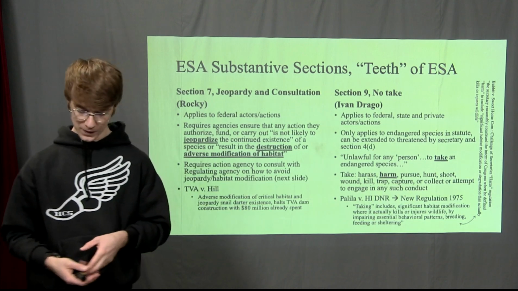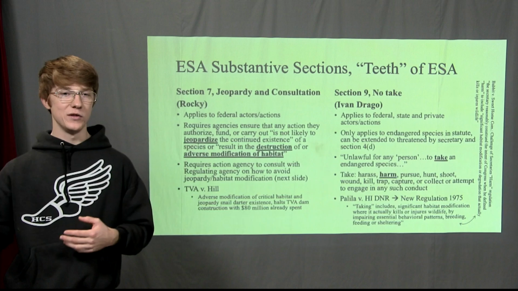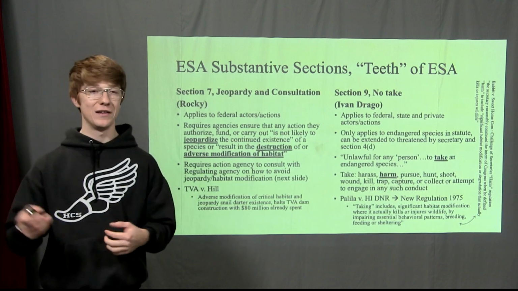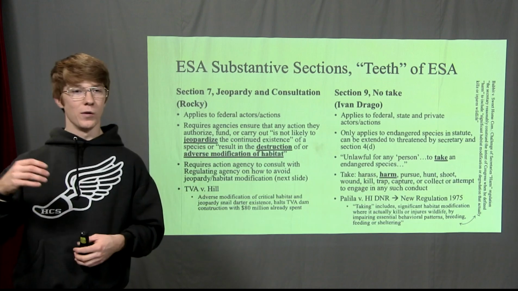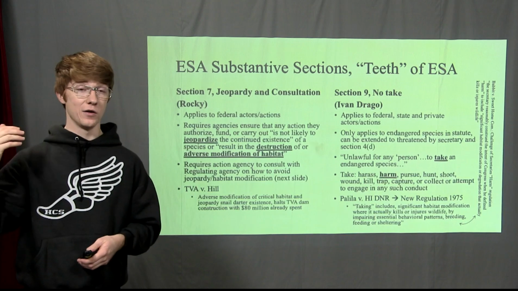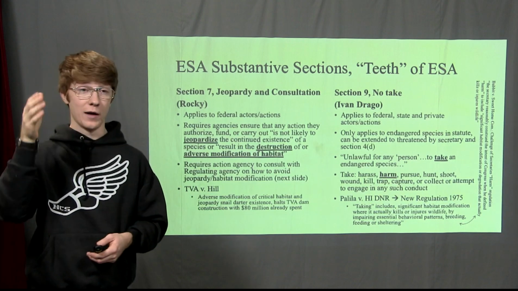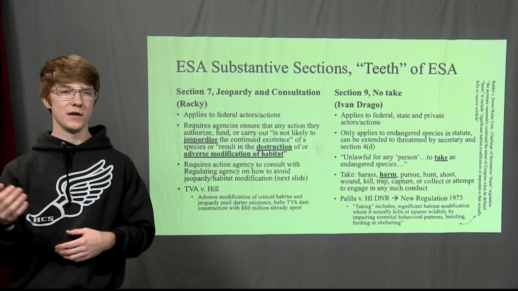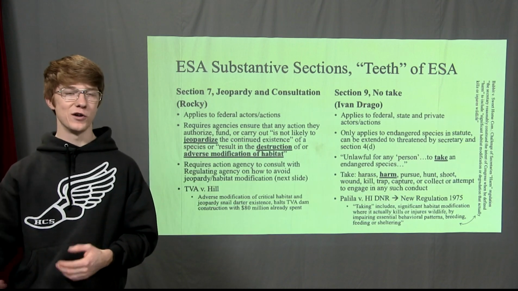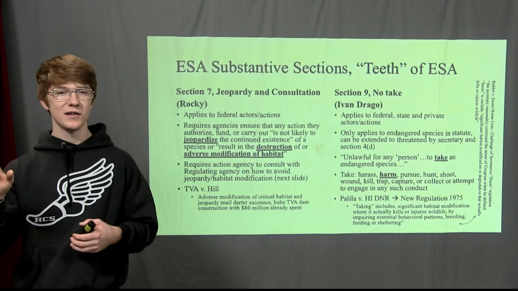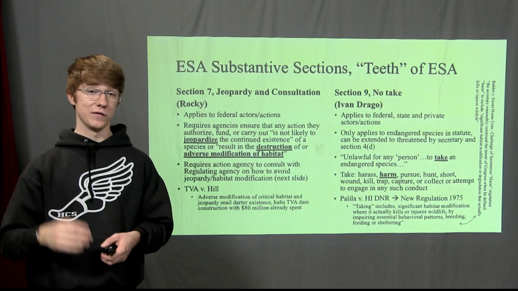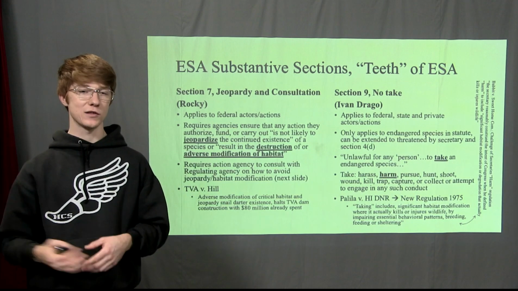And we see the strength, the teeth, the punch of Section 7 in the TVA v. Hill case, where the TVA dam was going to result in severe adverse critical habitat modification and jeopardization of the snail darter, even with a large amount of resources utilized and money spent. The dam was halted and enjoined by the courts because it was a violation of the Section 7 jeopardy clause.